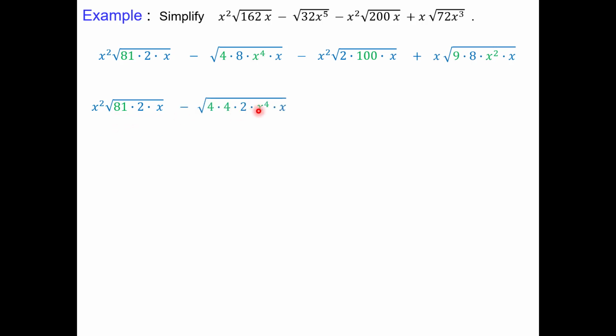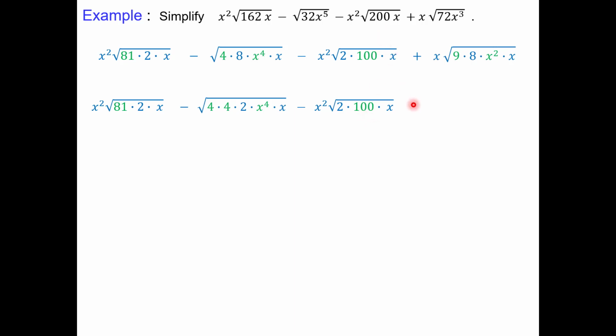The second radical, I know that 4 is a perfect square, but then if I break apart 8, 8 also has another perfect square. So 8 is 4 times 2. Okay, so I just broke down 8 because it also has a perfect square in it. Okay, the next radical, I already had factored out the biggest perfect square that I could from 200.